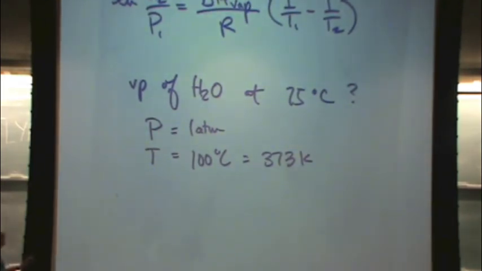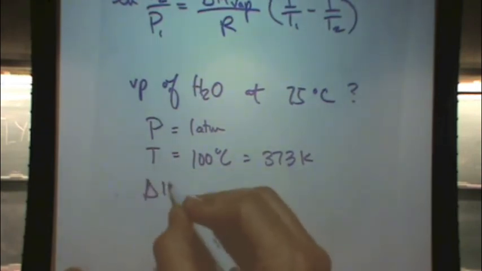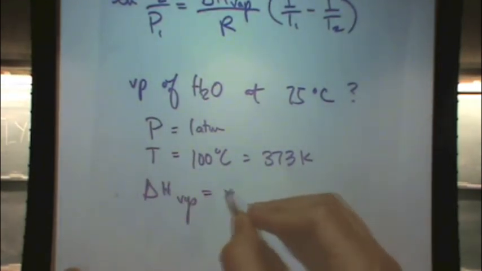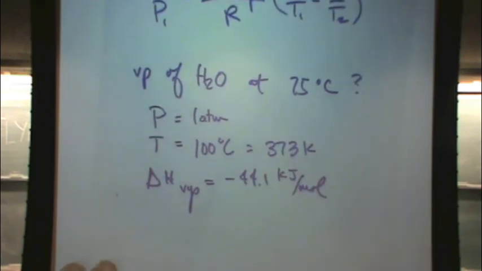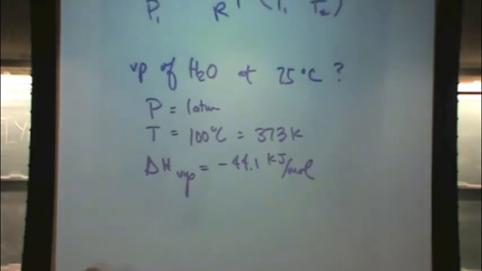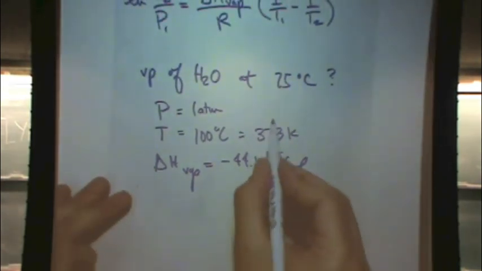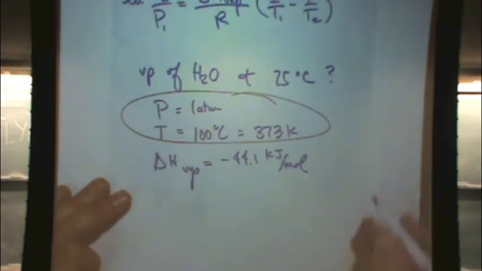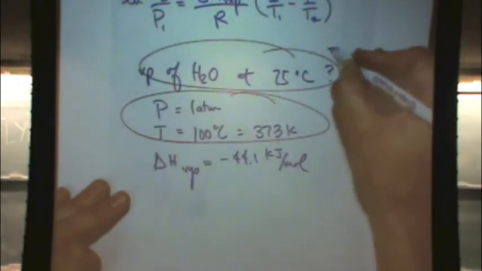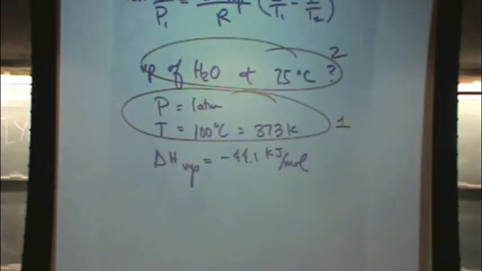So I have the pressure and temperature. The vapor pressure of water and some of the delta H values for water are given on the back of the exam. So make sure you know that they're there. And I believe delta H of vaporization for this one equals negative 44.1 kilojoules per mole. Okay, so now we can do our calculation. I will call these 1, and I'll call these 2. Why is it negative? I don't know.